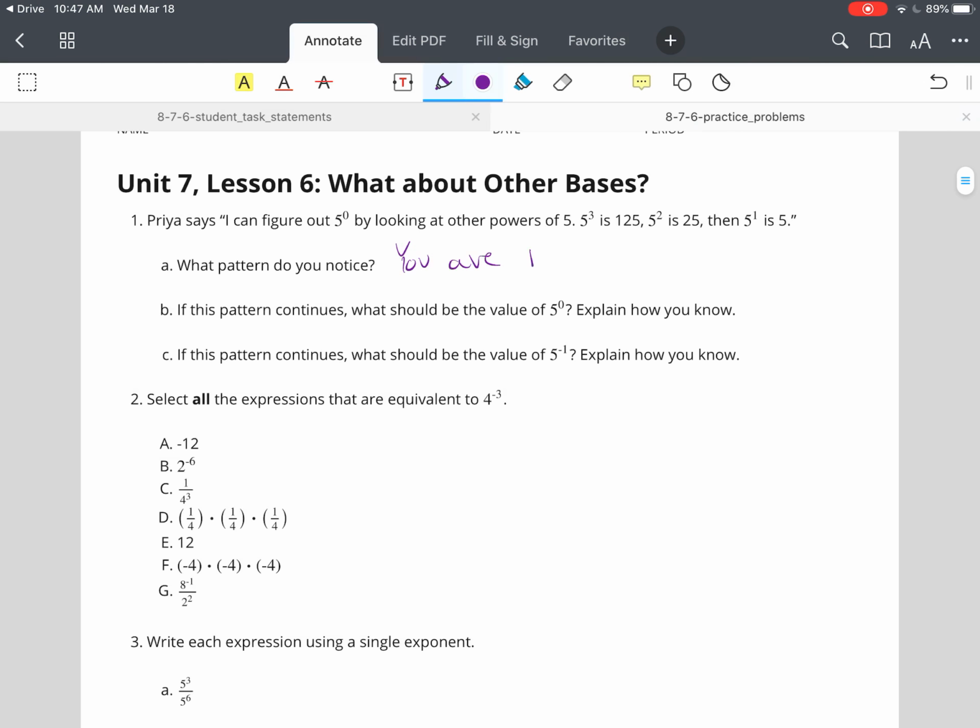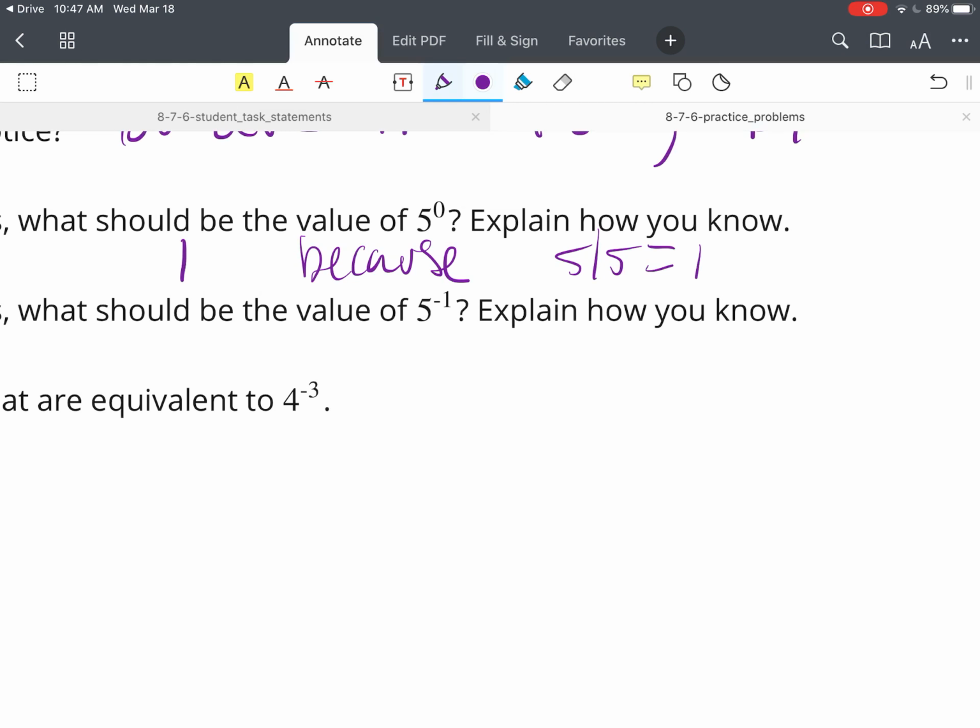You are multiplying by 5. So if this pattern continues, what should be the value of 5 to the 0? 1. Because 5 divided by 5 is 1. If this pattern continues, what would be the value of 5 to the negative first? Well, we already know from the lesson that's just going to be 1 over the 5. But technically, you would take this number here and divide it by 5. And we know that's the same thing as 1/5.